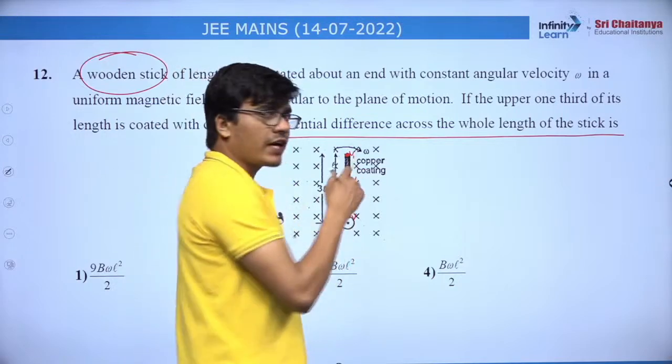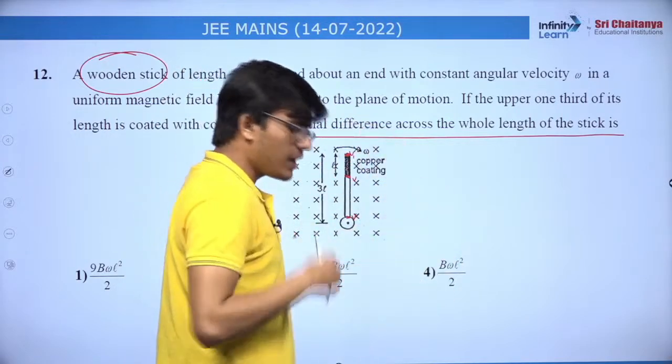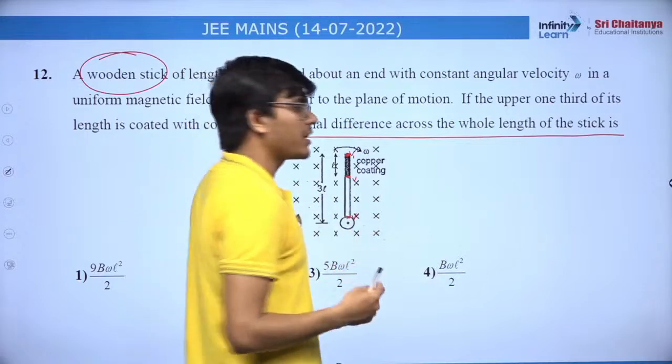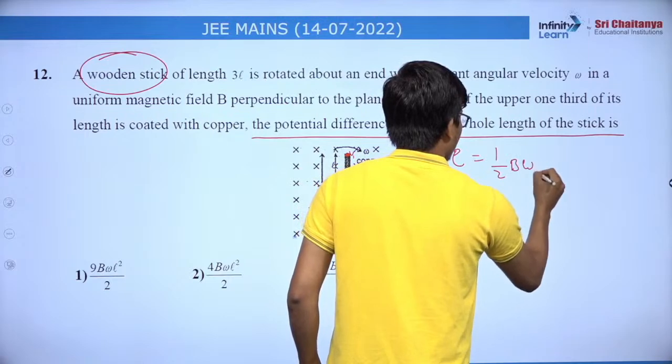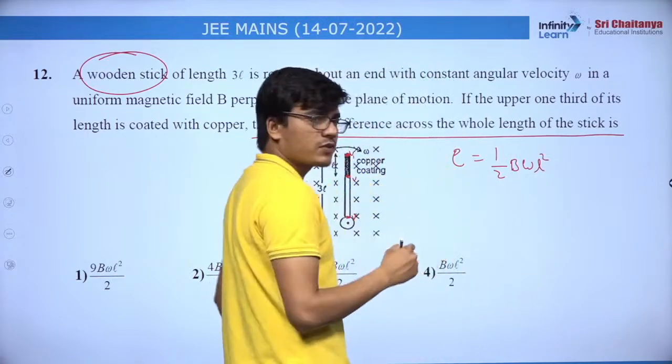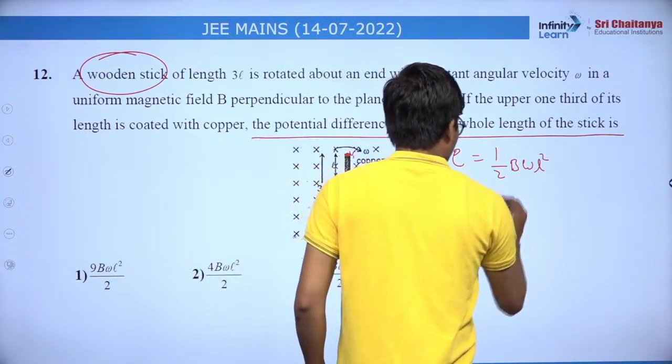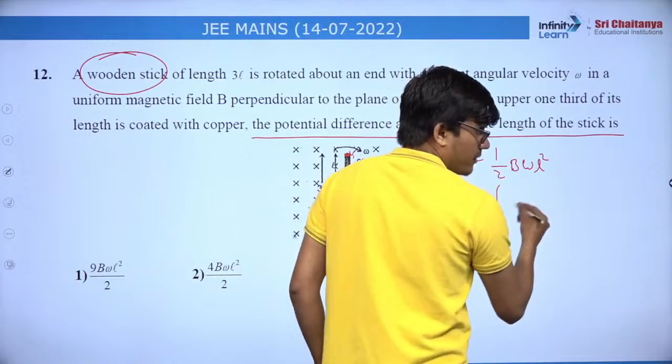So if you know that if a rod of length L is rotating in a magnetic field, then the EMF induced will be half B omega into L square. And how does it come, if you remember? It comes from the integration of BVL, right?